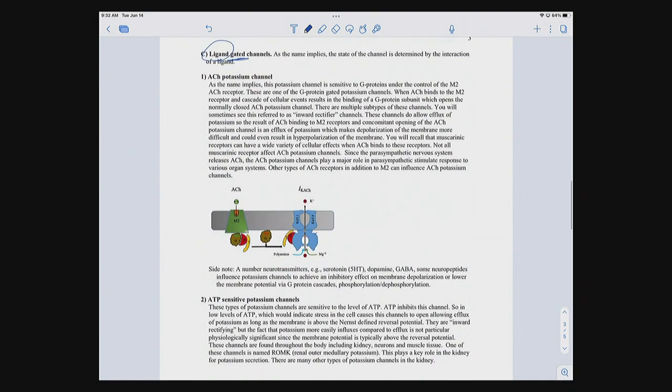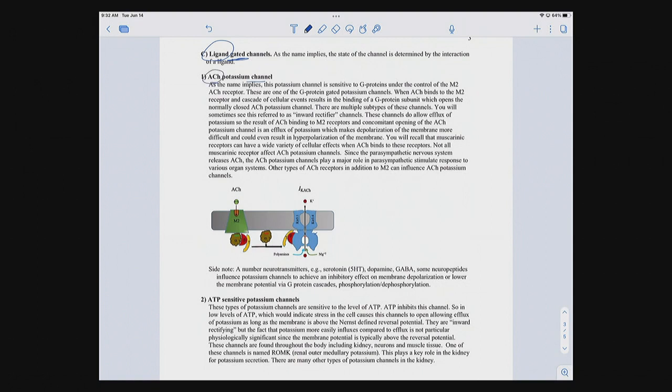What I'm going to do is go through 3 well-known, well-characterized channels that fall in this category. This is not an exhaustive list, but these are some of the big ones as just kind of examples. So the first thing I want to talk about is going to be the acetylcholine potassium channel. And again, the name implies these channels are sensitive to the level of acetylcholine.